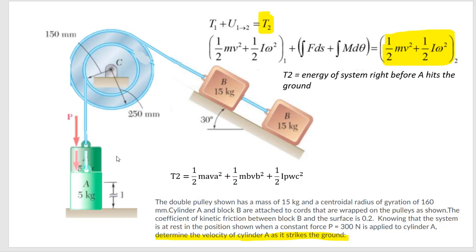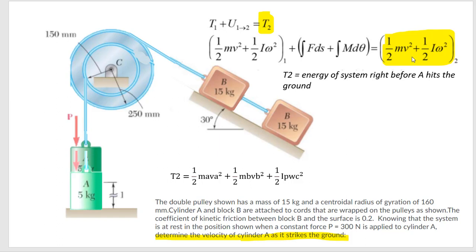Okay, so at the end, block A has moved down 1 meter. Block B has moved up. Can you figure out how far block B has moved if you know how far block A has moved? So you can look at this cylinder, and these are attached to one another. So how much has this rotated that resulted in this movement? It's the same rotation for B, so they're related through these two radiuses.